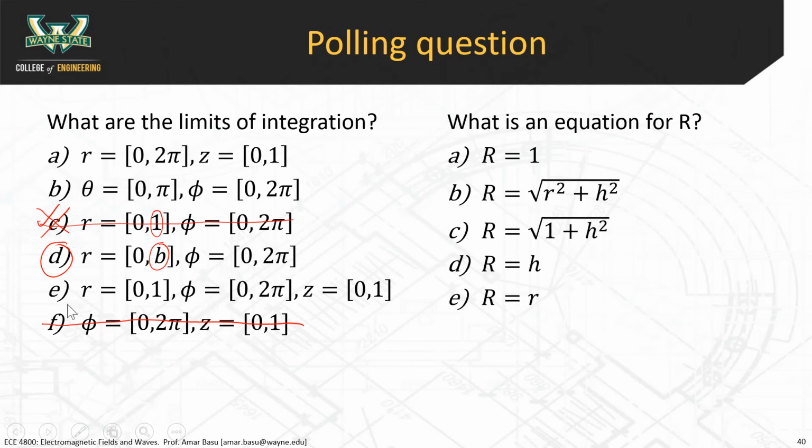And E, here we're integrating three different variables, and of course we don't want to do that. We're integrating a surface, so we're only integrating two variables. If you're ever asked to integrate a line, you're only going to be integrating a single variable. Integrating a surface means integrating two variables. Integrating a volume means you're integrating three variables. So that's another clue you can think about.